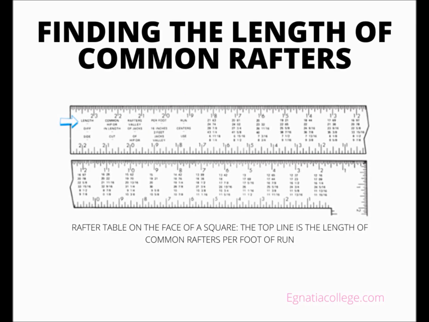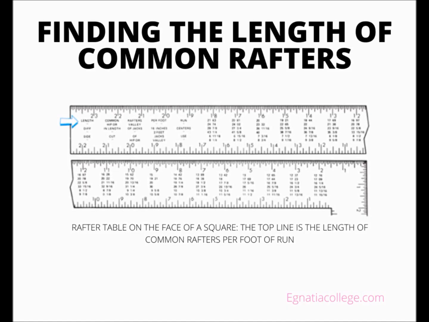Finding the length of common rafters. Carpenters use a rafter table to find the length of rafters. These tables are available in handbooks and are printed on the face of a framing square. To find the length of a common rafter, you must know the run of the rafter and its rise per foot of run. The run can be found on the floor plan of the building. The rise per foot of run is shown on the building elevations.